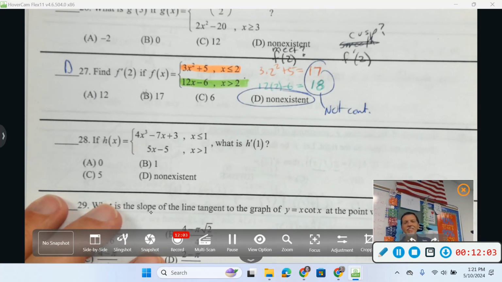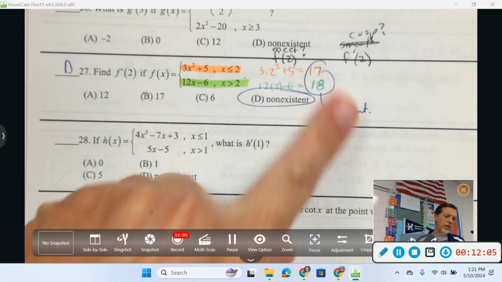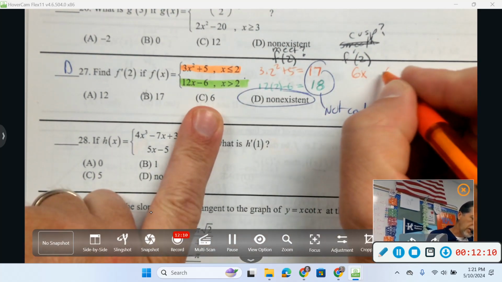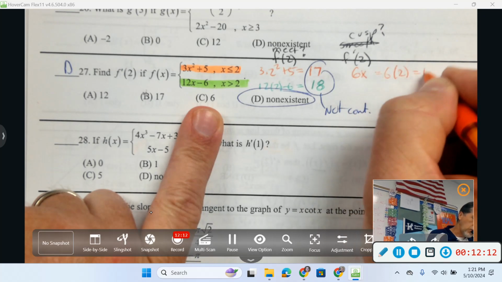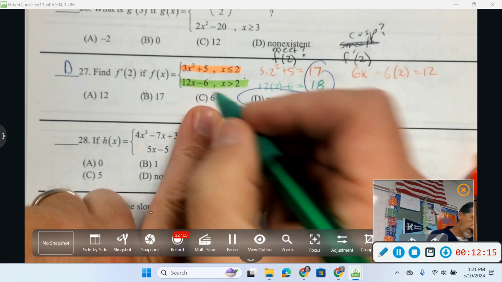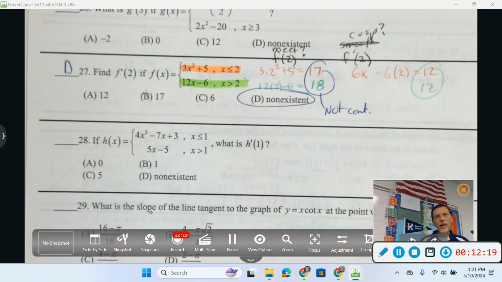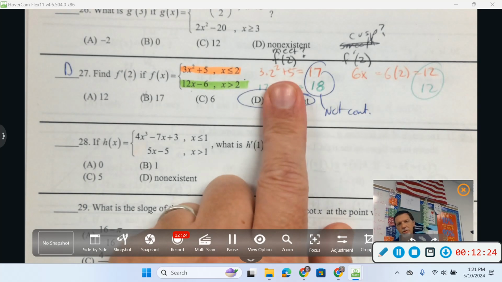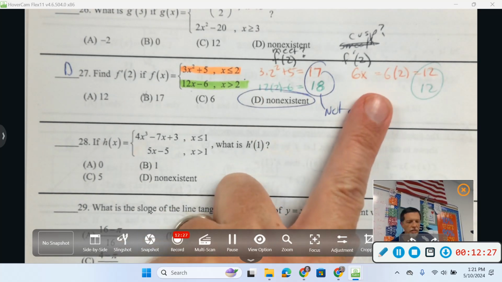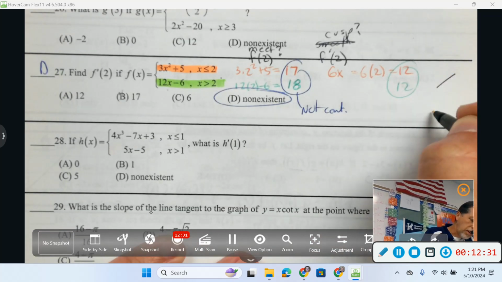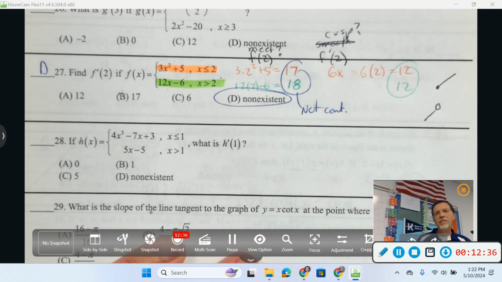This one's kind of tricky though, because if you skip that step and you're like, oh, let's just check the derivative from either side. So I have 6x, and if I plug in 2, that means I get 12. And for the other one, the derivative is just 12. So they do have the same derivative, but there is a jump there. So you've got to check continuity. You can't just check their derivatives. So what that would mean is they have the same slope, but there's a jump there. So you can't take a derivative there.